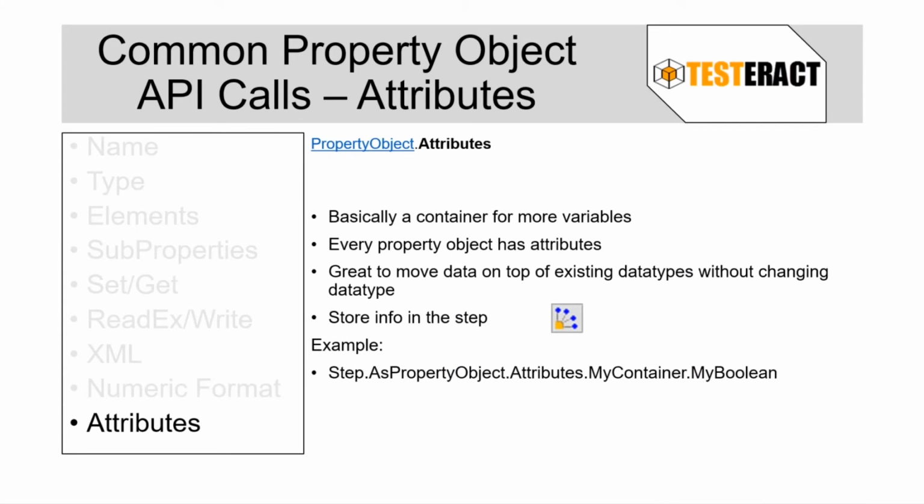Attributes, for those of you that aren't familiar with how attributes work in general, basically think of it like a horse riding a horse and a horse on top of that horse. Basically, it's a container that you can add onto any property object, and then it has a whole bunch more. You can put whatever you want in that container, essentially. Every property object has attributes in TestStand, and you can get those by calling step.asPropertyObject.attributes if you're doing it on a step.